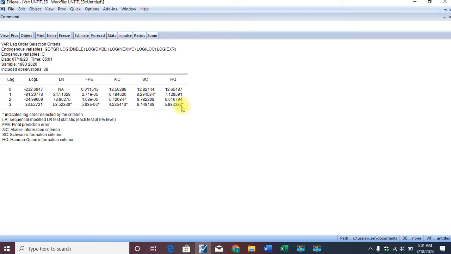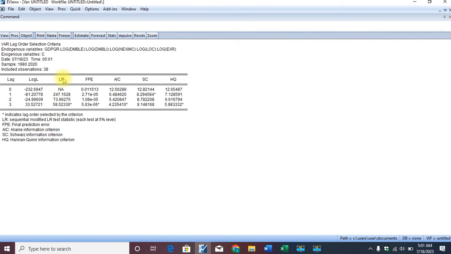This is your lag selection result. This is how your lag selection result will look like. You have 5 specifications or 5 criteria. These 5 criteria are also known as information criteria: the sequential modified LR test statistic, final prediction error, Akaike information criterion, Schwarz information criterion, and Hannan-Quinn. The basis for which the decision will be taken from this particular result is to look at where the asterisks fall. If you trace them horizontally, you observe that they lie at lag 3.